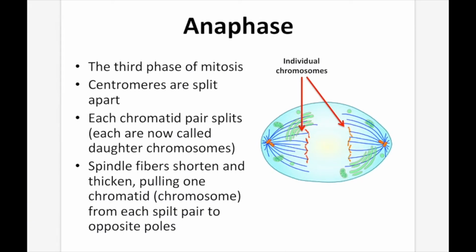Anaphase. Anaphase is the third phase of mitosis. Centromeres are split apart. Each chromatid pair splits and are now called daughter chromosomes. Spindle fibers shorten and thicken, pulling one chromatid. So these are the chromatids right there, and there, and there. Pulling one chromatid, so a chromosome, from each split pair to the opposite poles.